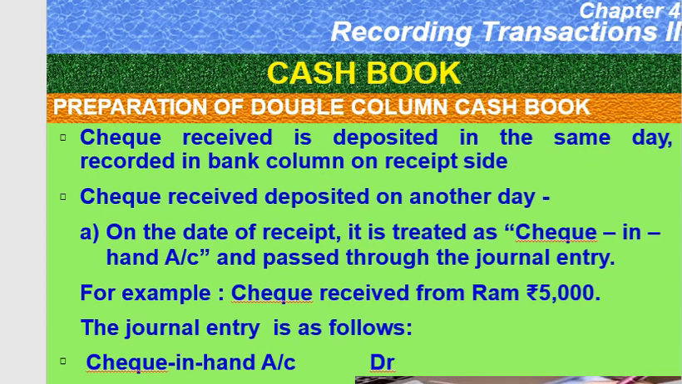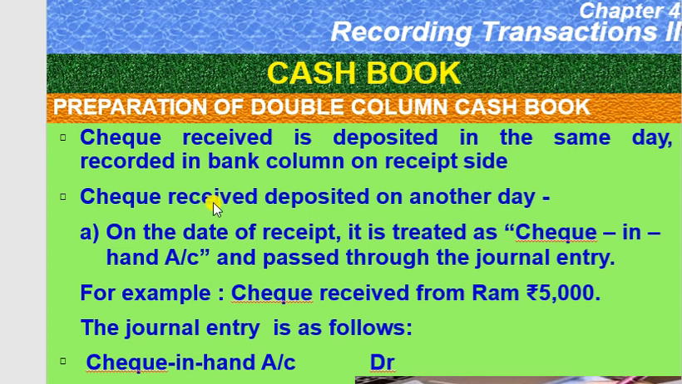Another important aspect regarding the preparation of the double column cash book, very important: a check received and deposited on the same day will be recorded in the bank column on the receipt side. Receipt side means debit side. When a check is received from a person and that check is deposited on the same day, it will be recorded on the debit side or receipt side of the bank column.